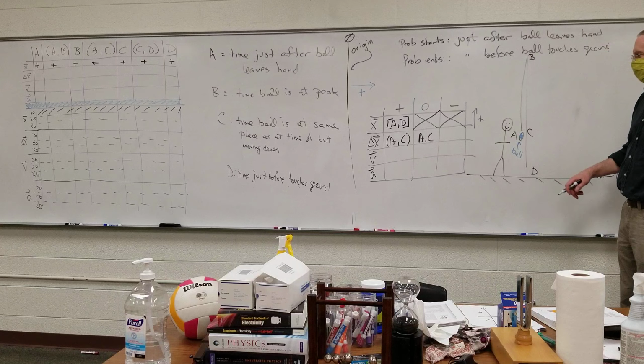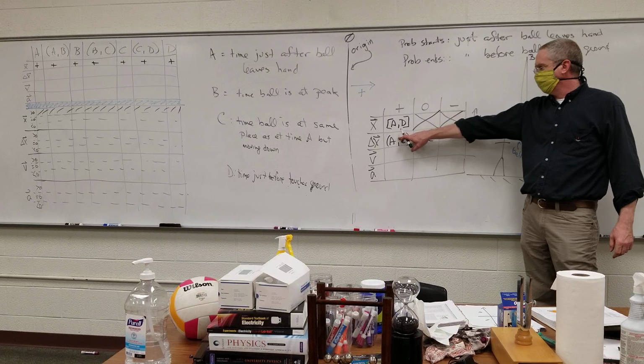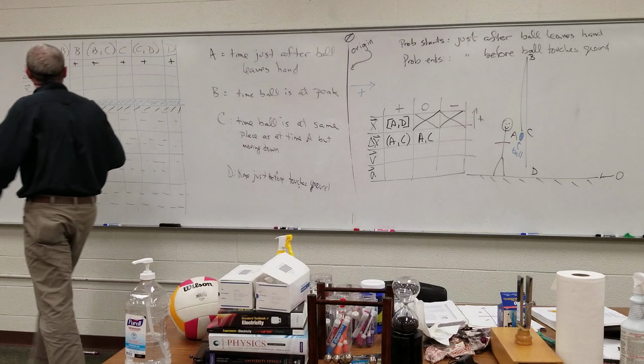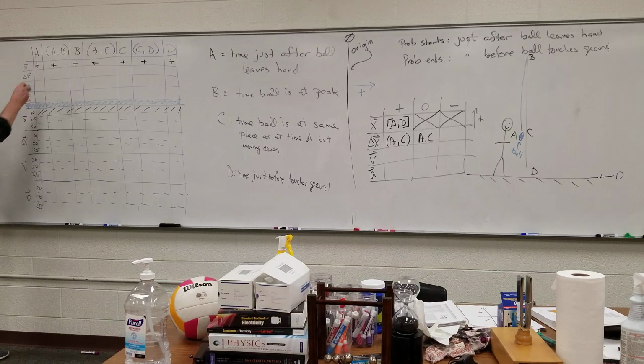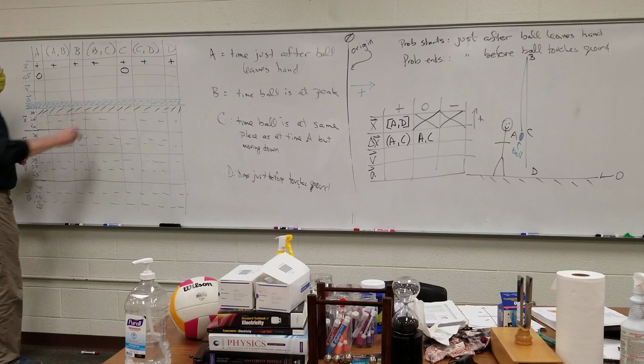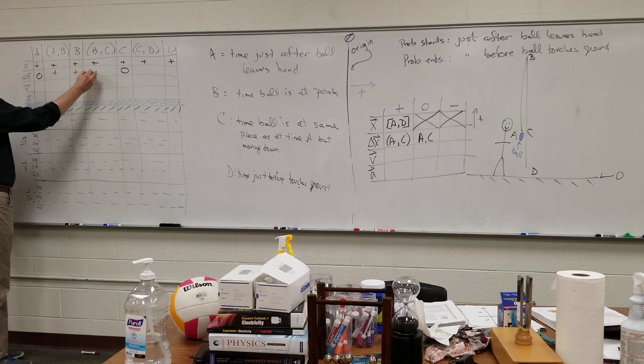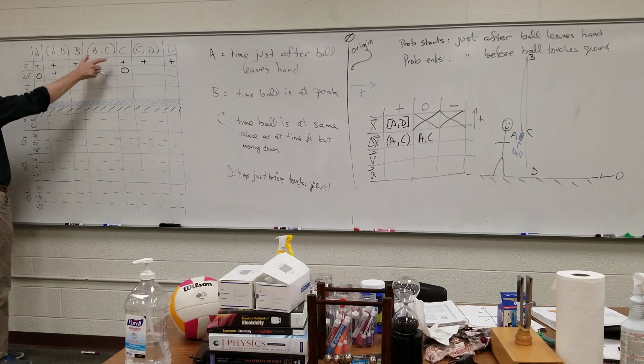All right, so let's come over to this chart. It's zero at A and C, and what you want to do is represent the in-between by marking this as positive there. But B is just a brief moment in time when it's at the peak. We have between A and B and between B and C that have to be accounted for. It is positive all the way from A to C, not including A and C.